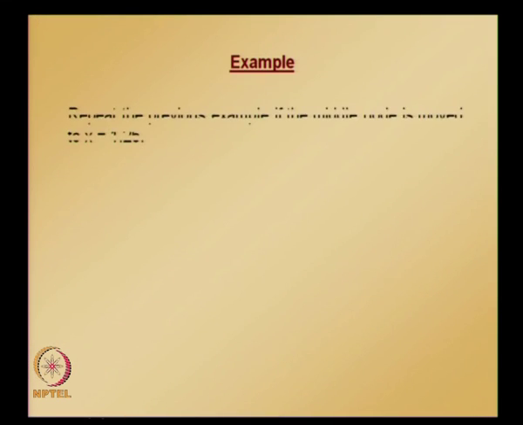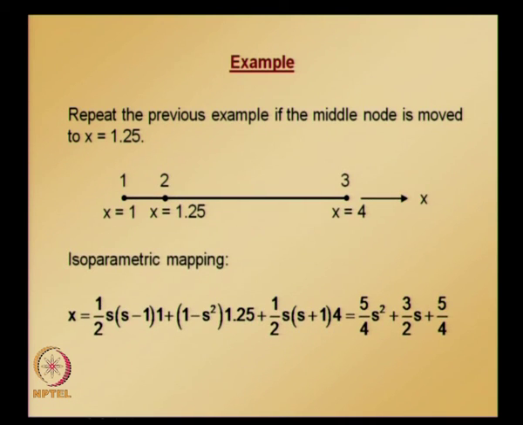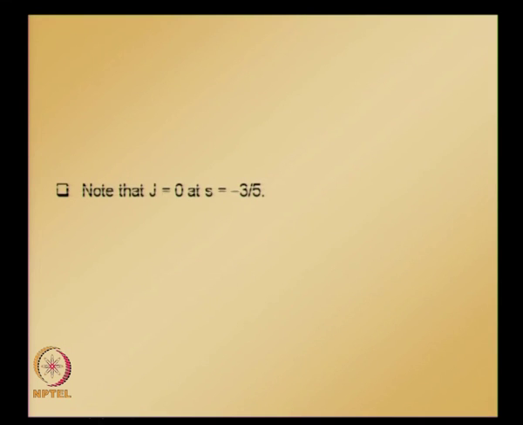So now we will repeat the previous example. If the middle node is moved to x equal to 1.25, let us repeat the entire process. Isoparametric mapping becomes this by substituting the parent element shape functions and actual element nodal coordinates, and taking the derivative of it we get the Jacobian. The Jacobian is equal to 5 over 2 s plus 3 over 2. So now we are ready to plot x as a function of s and J as a function of s.